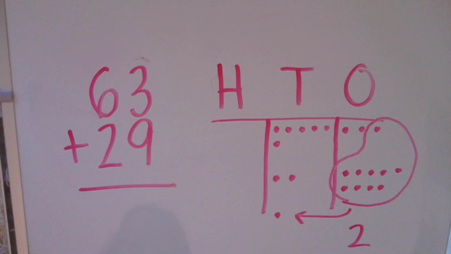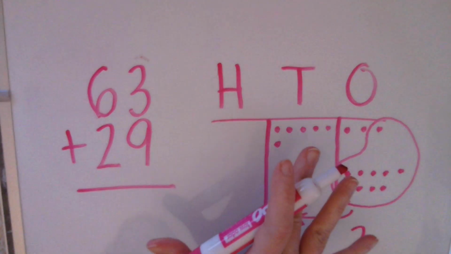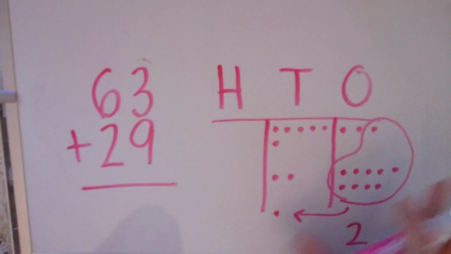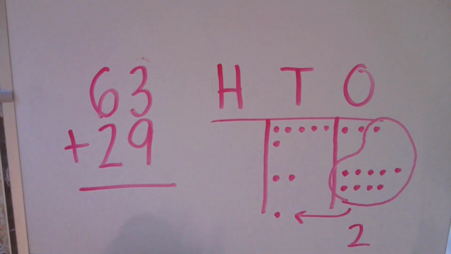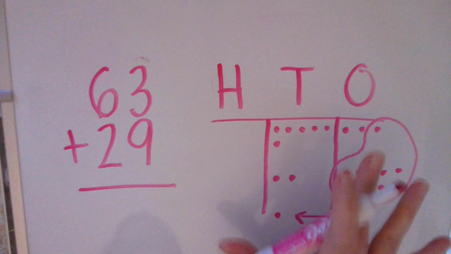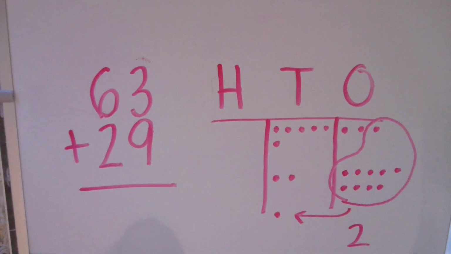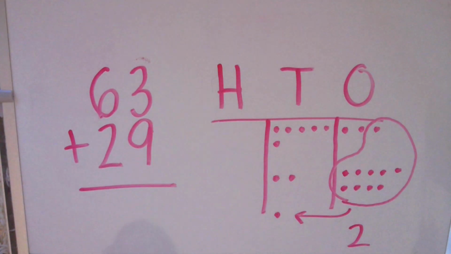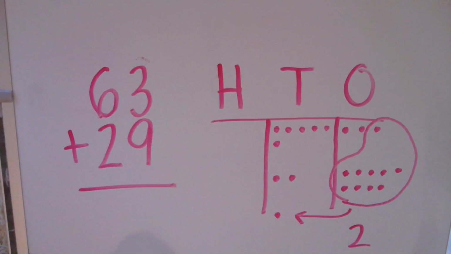And we always tell kids, what you do to your drawing, you must also do to your standard algorithm. And I will say that for a while, we just use this HTO chart. We don't even address the standard algorithm. But once they have this down, then we include the standard algorithm. So then we say to kids, 9 plus 3. What is 9 plus 3?